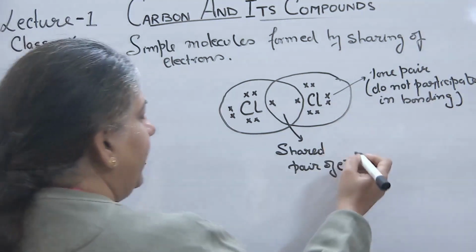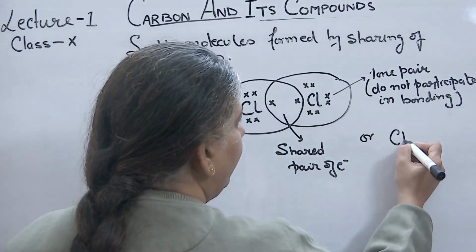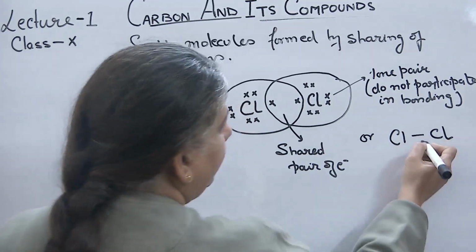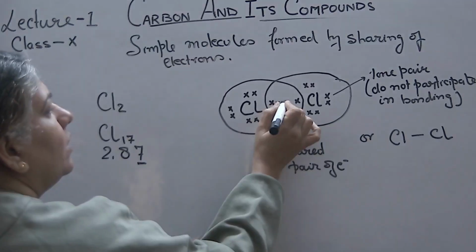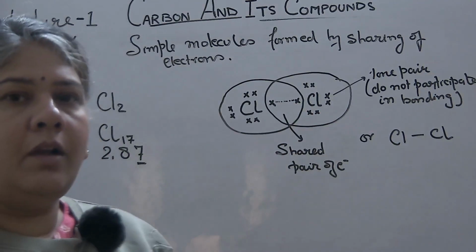Again, it can be represented as chlorine with one single bond. So these two electrons will form one single bond.